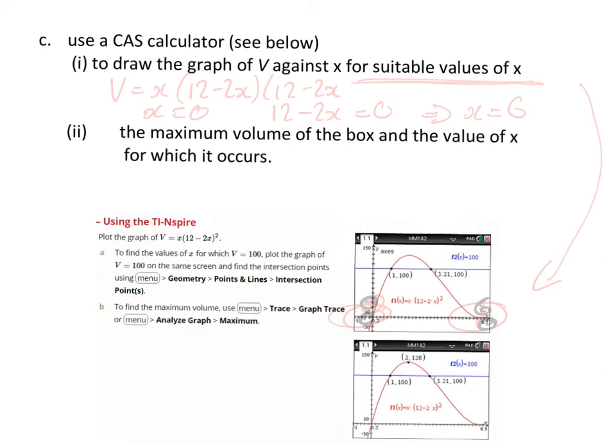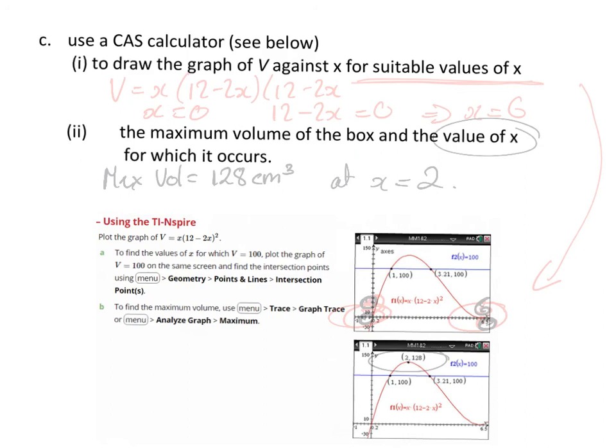Okay, the maximum volume of the box. So the maximum volume of the box is obviously the maximum turning point, and we've looked at that before when we were looking at quadratics. You use your calculator, analyze graph, and you can find the maximum there. So the maximum volume is 128 centimetres cubed. And where does it happen? Which value of x? At x equal to 2. So these last two parts were done on the calculator.